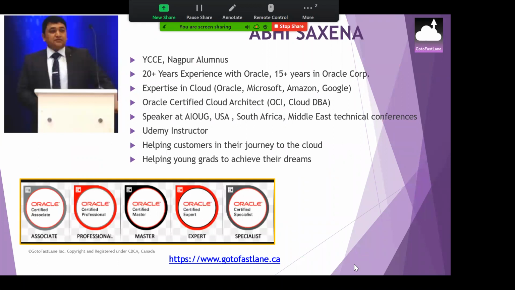I'm also happy to be joined by Abhishek Sena. Abhishek has been a mentor of Go to Fastlane ever since we were founded. He's a YCC Nagpur alumnus who has worked in Oracle technologies and Oracle Corporation itself for more than 15 years, with profound experience and expertise in cloud, not only Oracle, but also Amazon, Azure, and Google Cloud. He is a certified cloud professional, a certification which is very rare to find right now. A technical speaker, very techie by mind. Thank you, Abhishek, for being our mentor through this journey.